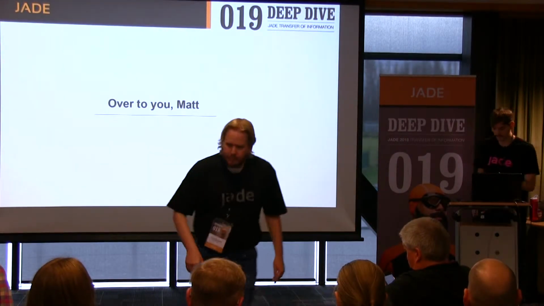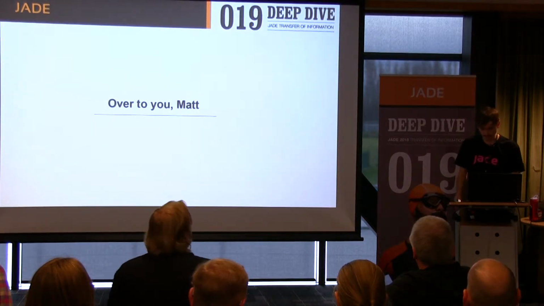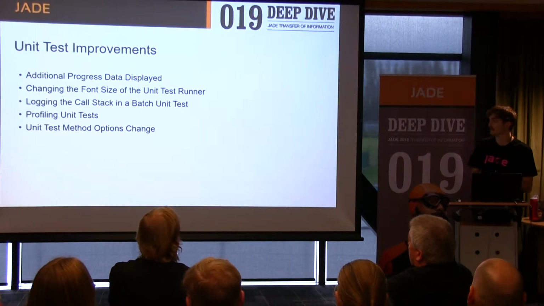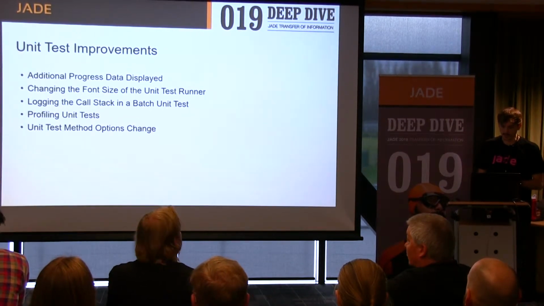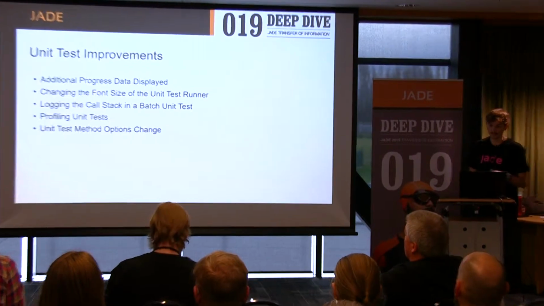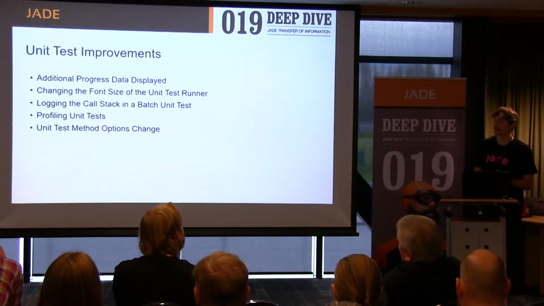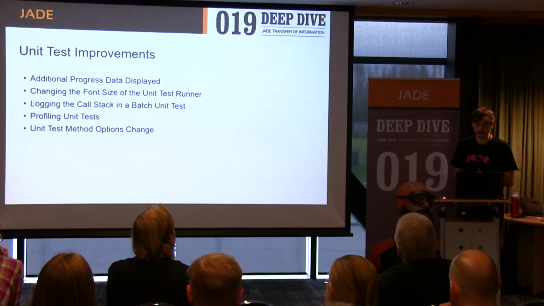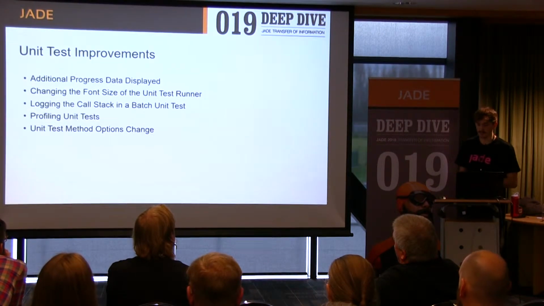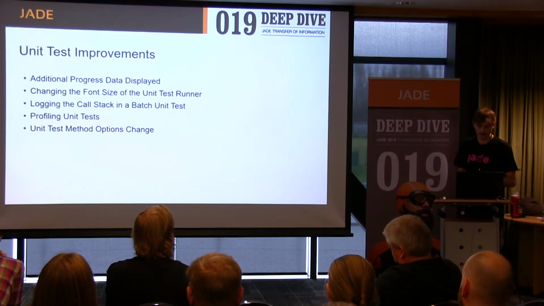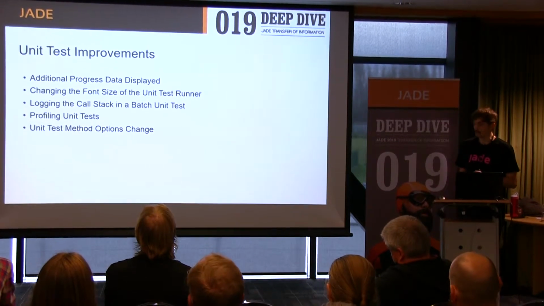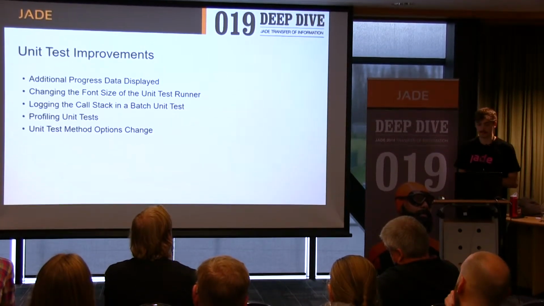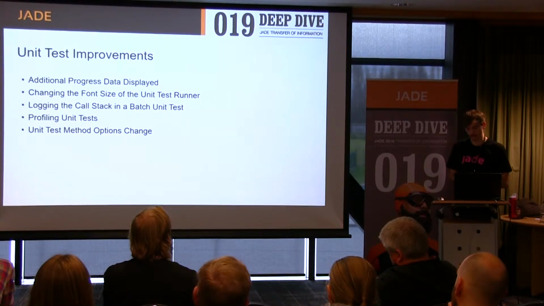Cool. Right, g'day everyone. So there's been some improvements in the unit test framework. In 2018 we've added some new progress counters and the ability to change the font size in the unit test runner GUI. We log the call stack by default in batch unit test mode now. We also have the ability to profile unit tests in both the GUI and the batch runner, as well as a slight change to the unit test method options.